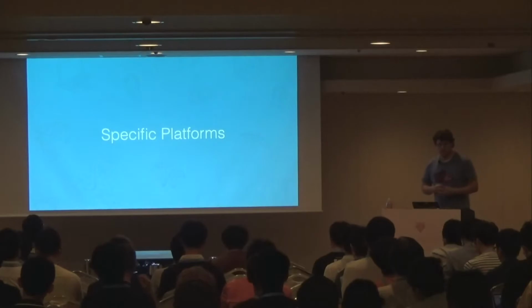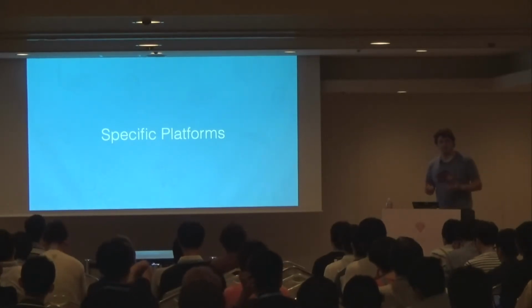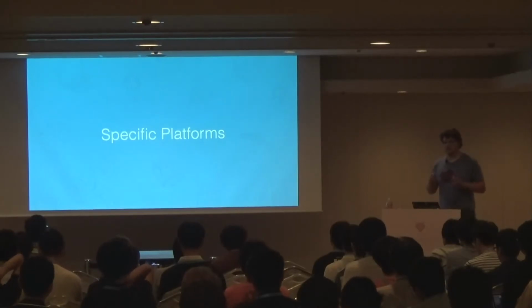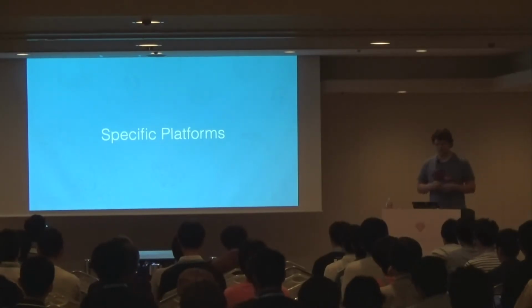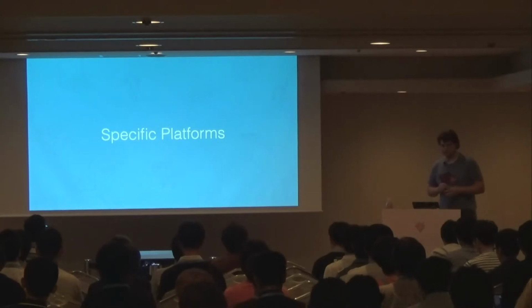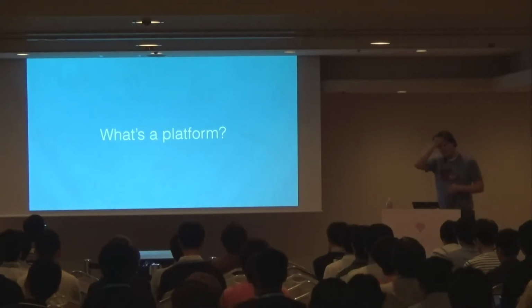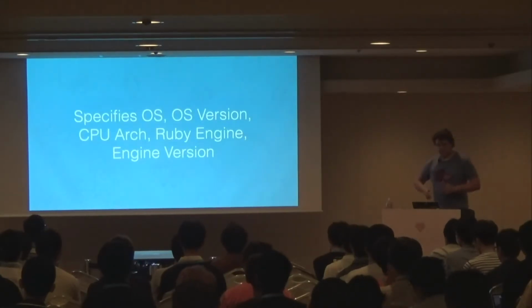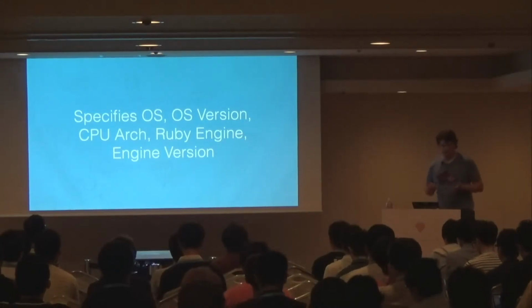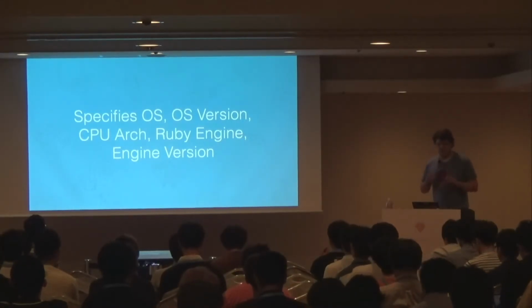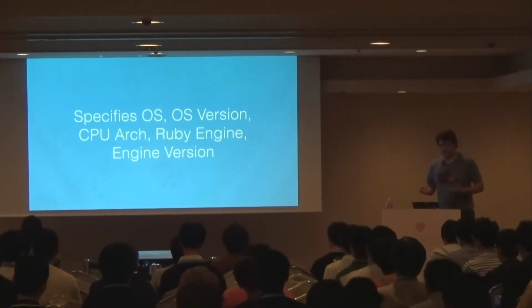The other thing we're adding in Bundler is the specific platforms feature. So this is where Bundler will start considering the platform of your machine during the Bundler resolve process. Now you may have the immediate question of what's a platform. A platform is basically part of RubyGems, and it specifies what operating system, OS version, CPU architecture, Ruby engine, and Ruby version a gem is able to be used on.